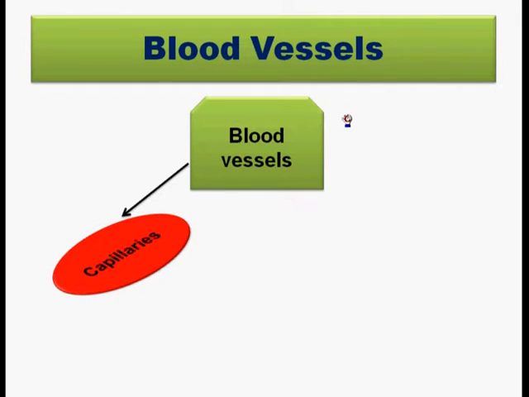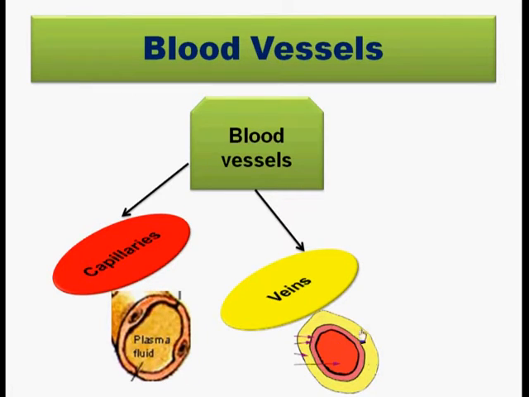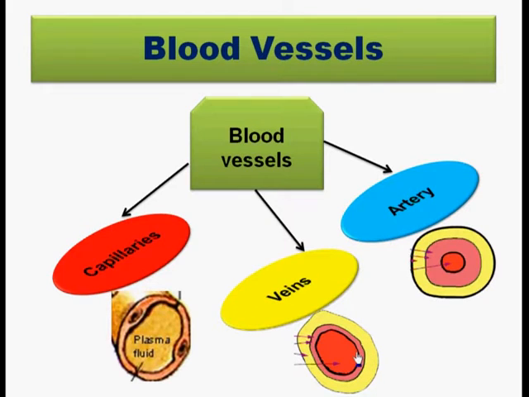The first one is capillaries. And these are what? Capillaries. Realize this? Good. And you see, plasma fluid is in the what? Capillaries. Good. And then we have veins. Now notice that these are what? Veins. We'll be looking at veins in the next part of the lesson. And then we have arteries. Good. Now take a good look at the arteries and the veins.